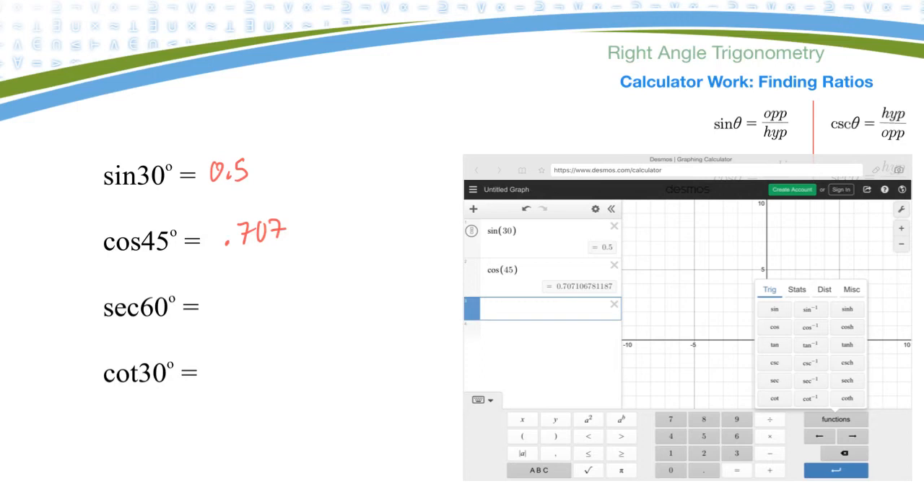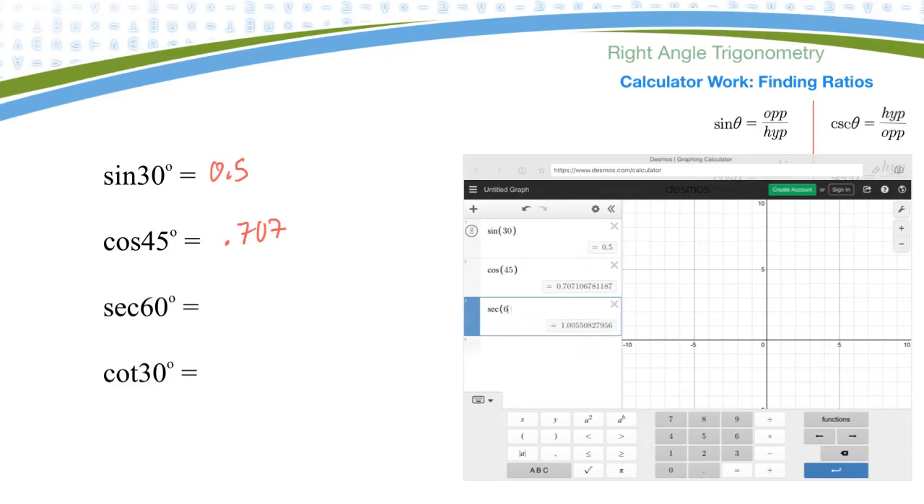Oh, they do have it. Secant. So I can hit secant of 60. Now let me think. Cos of 60 is a half, so this should be 2. Let's see if it works out. Secant 60 comes out to 2. Oh, that's nice. It's nice to have that.